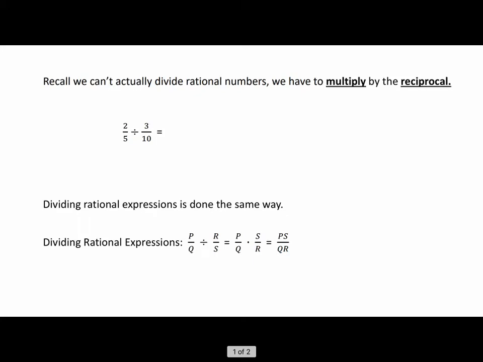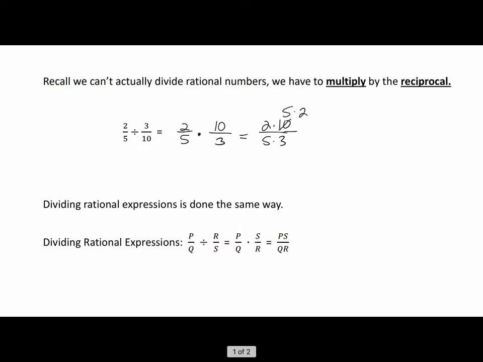Remember from fractions or rational numbers that you can't actually divide them. You have to multiply by the reciprocal. So if we had 2/5 divided by 3/10, we keep 2/5, we change division to multiplication, and we flip or take the reciprocal of the divided fraction. And then this just becomes multiplication. So 2 times 10 in the numerator, 5 times 3 in the denominator.